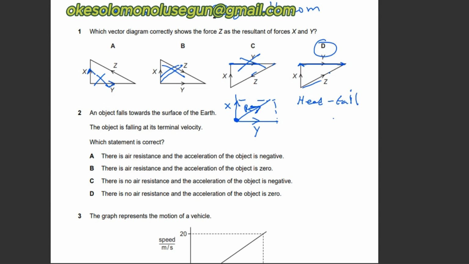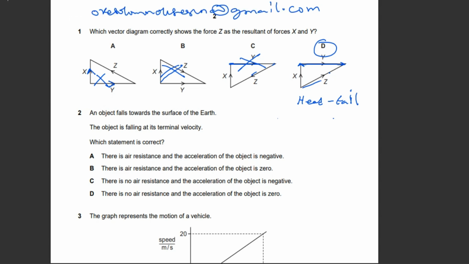So let's go to question 2. I'm rubbing off this so I can go to question 2. Question 2. An object falls towards the surface of the earth. The object is falling at its terminal velocity. Underline the words terminal velocity. Which statement is correct?